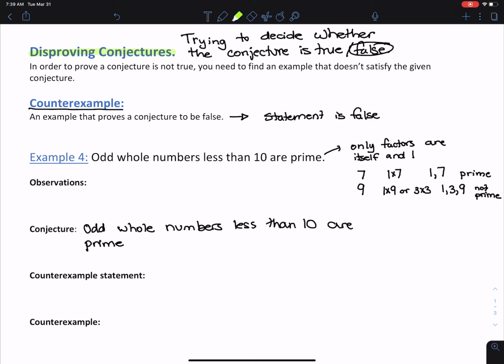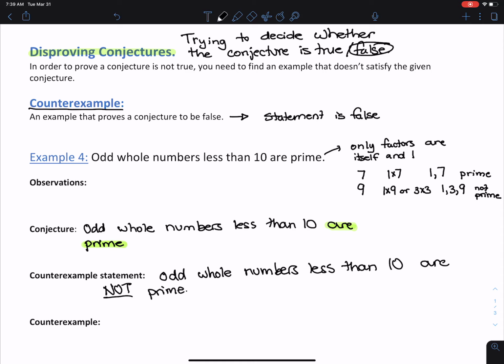So when we're trying to decide the counterexample statement, we're trying to say that the result of the statement, so the prime part of it, is not true. So our counterexample statement would be odd whole numbers less than 10, that's the condition, that's what needs to be true, are, and instead of putting prime, we're going to say not prime.